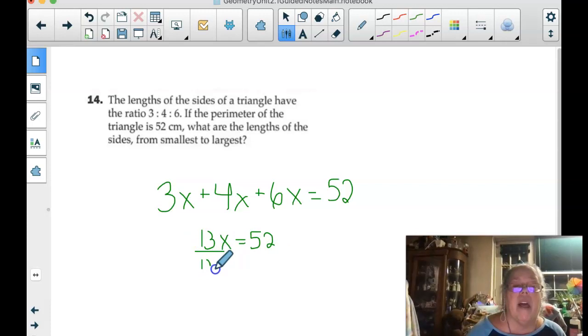I'll be your human calculator. X is equal to 4, which is, by the way, easy if you know about decks of cards and suits. X equals 4. All right, so whenever you see those ratios there, throw in X's.